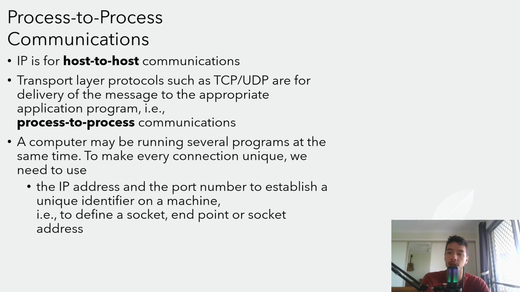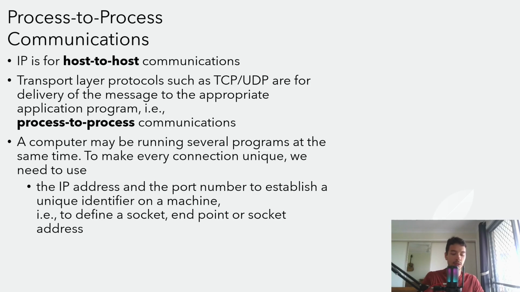Process to process communications. IP is host to host communications. So transport layer protocols such as TCP and UDP are for delivery of messages to the appropriate application program, i.e., process to process communications. A computer may be running several programs at the same time. To make every connection unique, we need to use the IP address and the port number to establish a unique identifier on the machine, to define a socket, an endpoint or socket address.